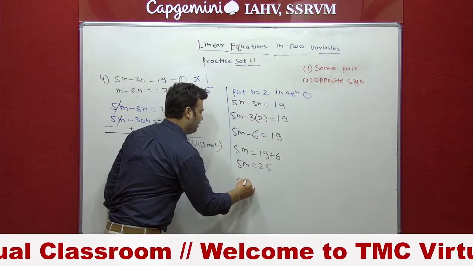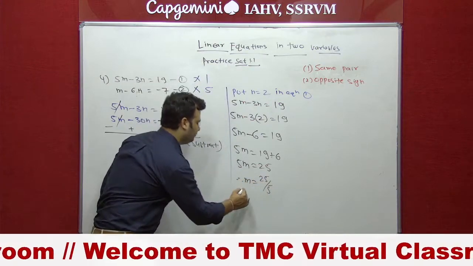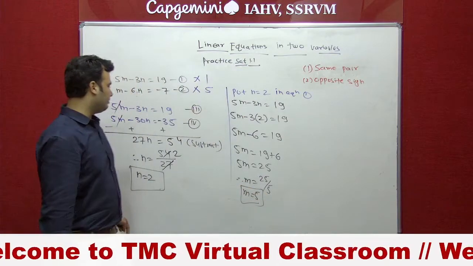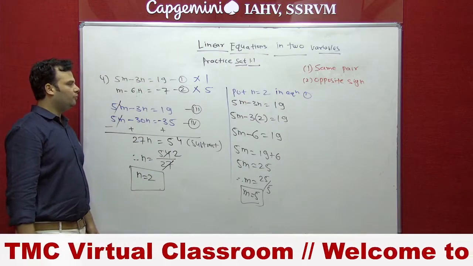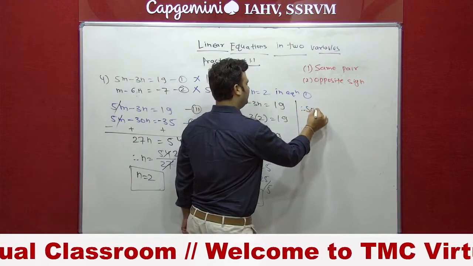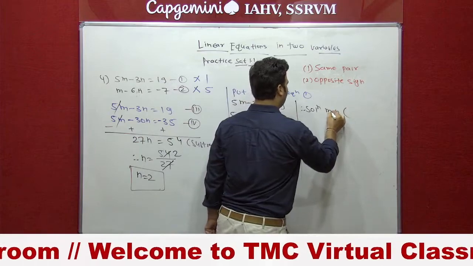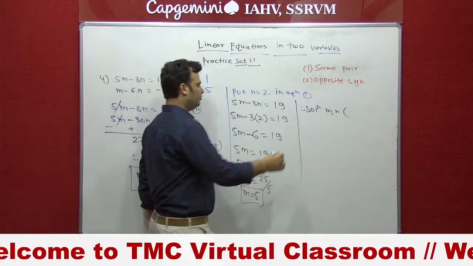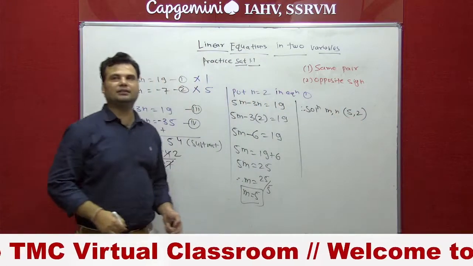Now we have to find the value of m. 25 upon 5. The answer is 5. 5 fives are 25. So now, students, we have the value of m, that is 5, and n is 2. So the final answer, we can write, the solution is m and n. What is the value of m? m is 5 and n is 2. So just write the values 5 and 2. That is your final answer.